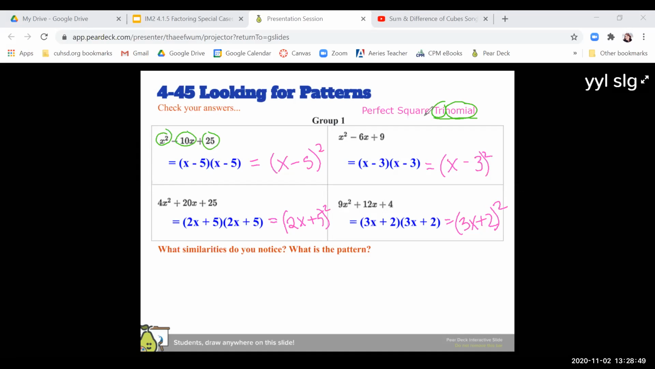And look, all of these have it. 1, 2, 3. 1, 2, 3. 1, 2, 3. So these are all trinomials. And we've factored trinomials before. But this pattern is what we call a perfect square trinomial. And the perfect square part of this name comes from the fact that the two factors are identical.